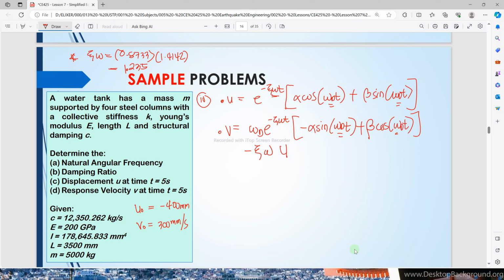1.235. And then our omega d is equal to omega square root of 1 minus psi squared. So we have 1.4142 square root of 1 minus 0.8733 squared. So our omega d is just equal to 0.689 radians per second. So ipapares na nato sila, no?